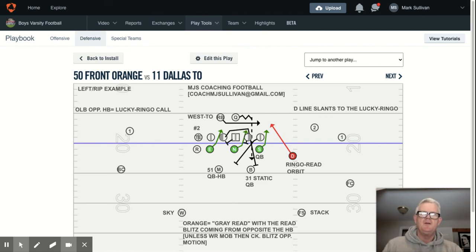Okay? But again, let's go back. Defensive line slants to the Lucky Ringo. The Lucky Ringo is coming opposite the halfback. That's where the read blitz is. The running back in any way is coming to the read blitzer. He executes the D crash, which means he's got force. And he is going to tackle the outside part of the power read.